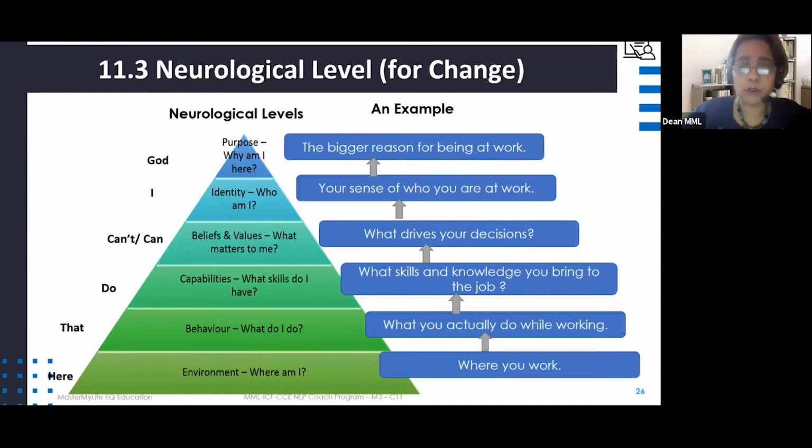I just want to be sure all of us are on the same page when I talk about this. There are questions about the environment, questions about behavior, questions about capability, questions about belief, questions about identity, and questions about purpose, right? And what is the information that you are picking up when you ask questions at each of these levels?